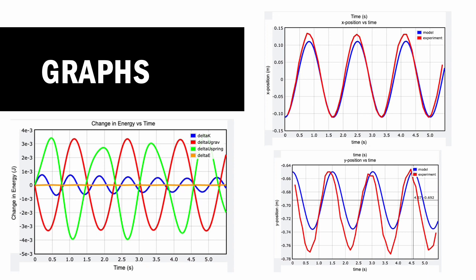On the left side, change in energy versus time is shown. The blue line shows kinetic energy, red gravitational potential energy, and green spring energy. It is important to note that delta E, the orange line, is equal to 0.